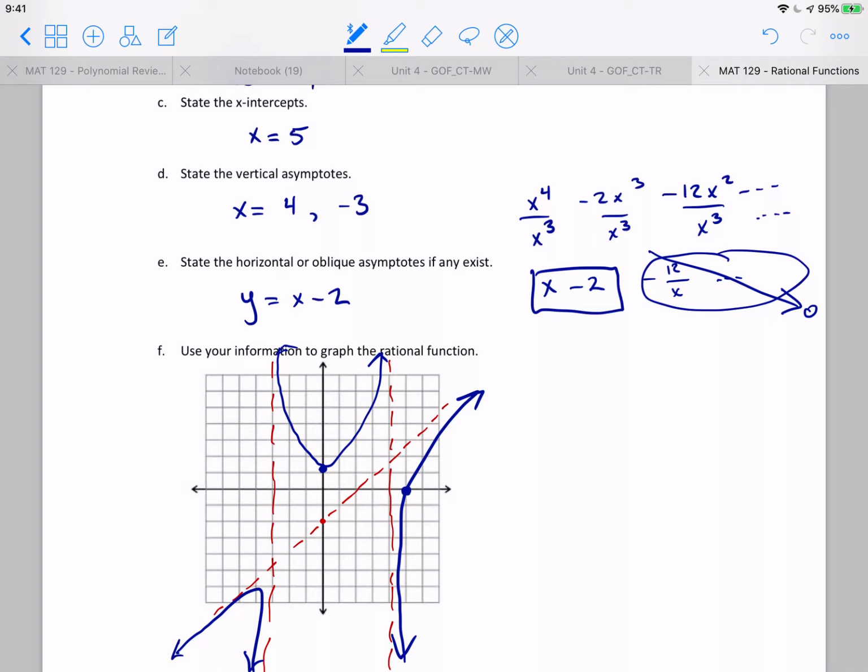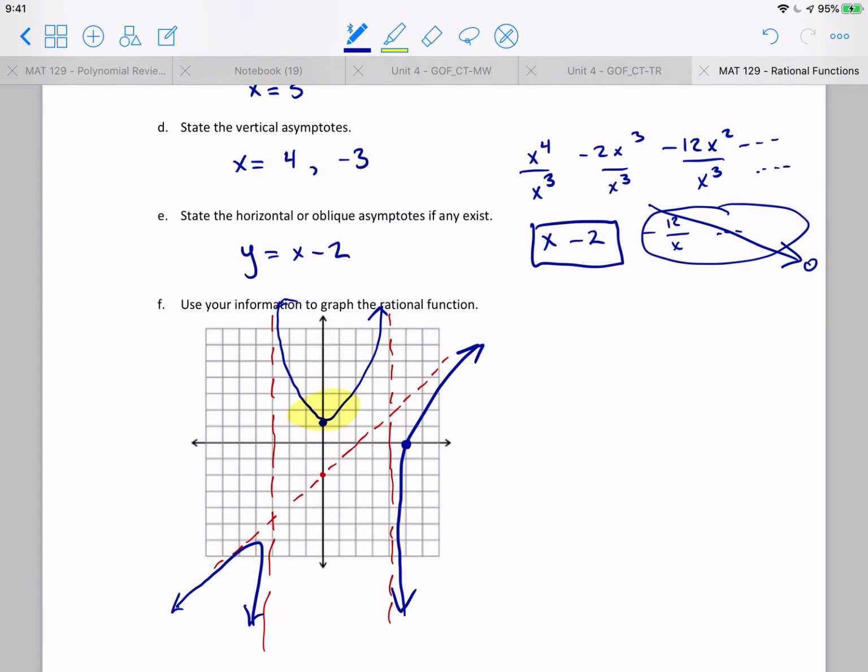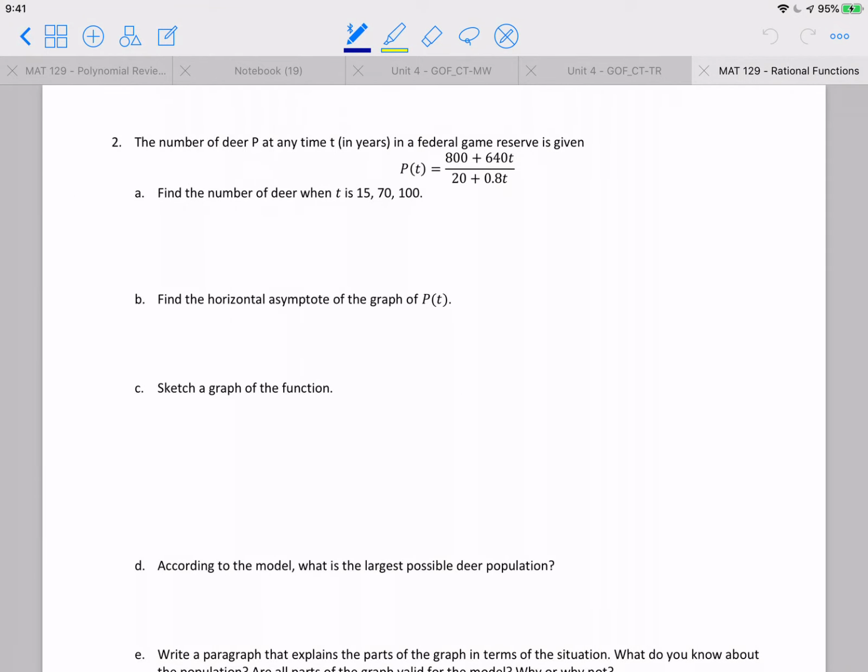Now this isn't perfectly correct. But the point is, using these tools, I can break it down and have a really good idea what this thing roughly looks like. So there you go. So that's it for that. Let's go to the second problem. This one's a little easier.